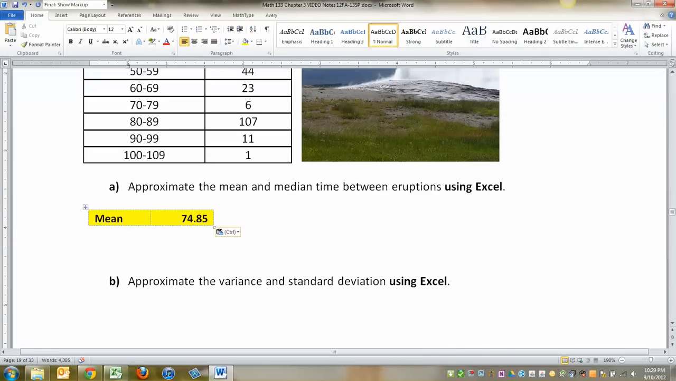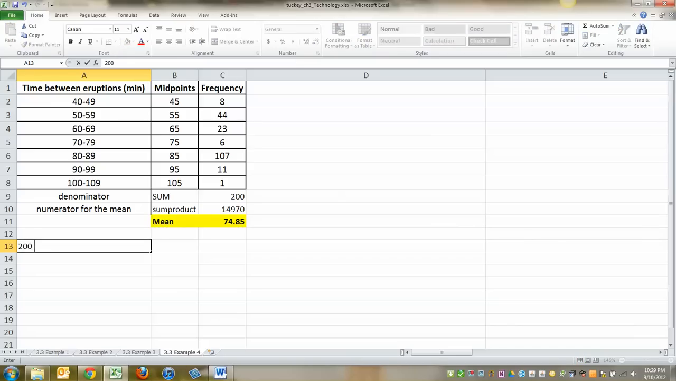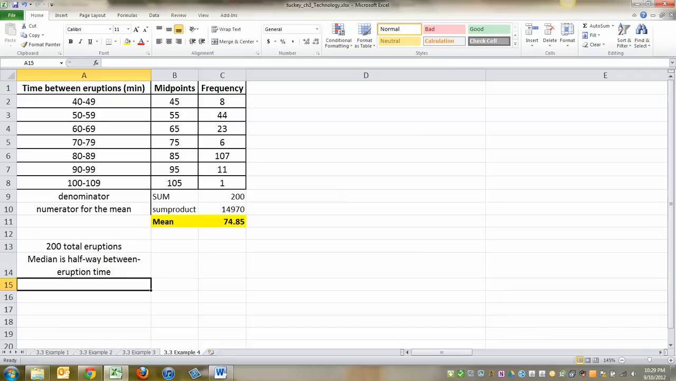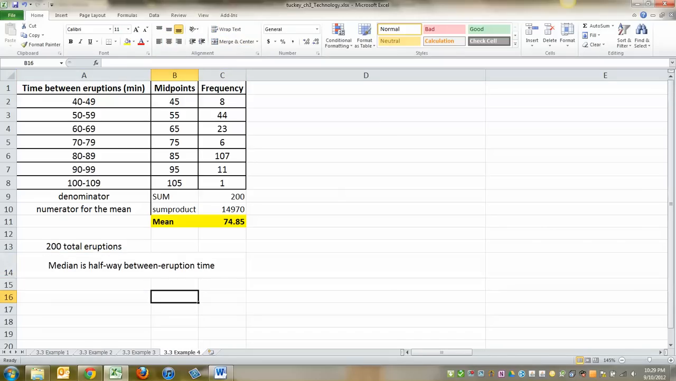Okay, what about the median? Well, there's no good way to do this. We're going to have to kind of gauge this. So notice that there's 200 total scores, right? 200 total eruptions. So the median is the halfway spot, the halfway eruption time. It's actually between eruption times, right? So it's the halfway eruption time.